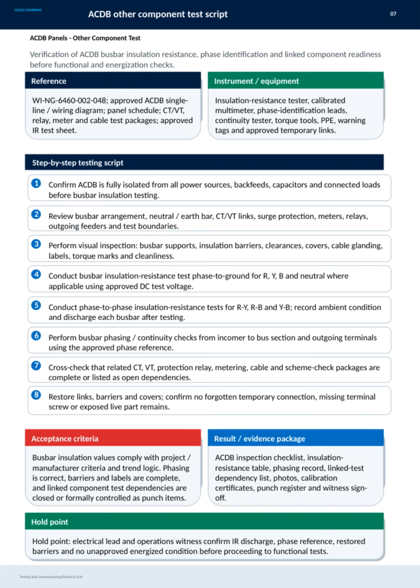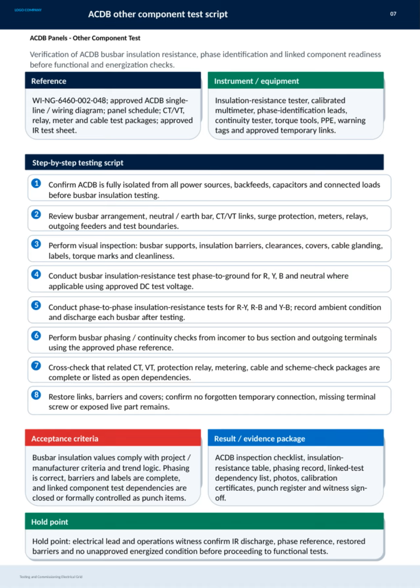On this slide, we focus on the testing and commissioning process for ACDB panels, specifically other component tests. The key activities begin with verifying that the ACDB is fully isolated from all power sources, backfeeds, capacitors, and connected loads before conducting busbar insulation testing. Next, we review the busbar arrangement, neutral and earth bars, CT/VT links, surge protection, meters, relays, feeders, and test boundaries to ensure everything is accounted for.